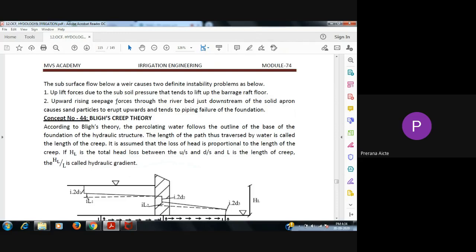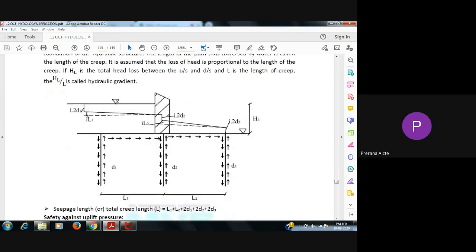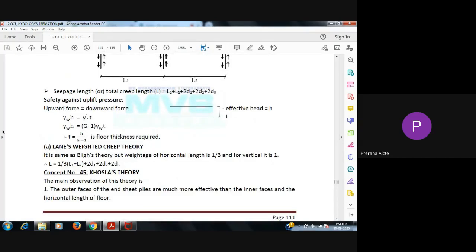So the subsurface flow below a weir causes two definite instability problems. One is uplift forces due to the subsoil pressure that tends to lift up the barrage floor. The second one is upward rising seepage forces through the river bed just downstream of the solid apron, which cause sand particles to erupt upwards and lead to piping failure of the foundation. For these two, Bligh's creep theory and Khosla's theory were developed. For that, no need to remember all this. Only remember this one, that's all.